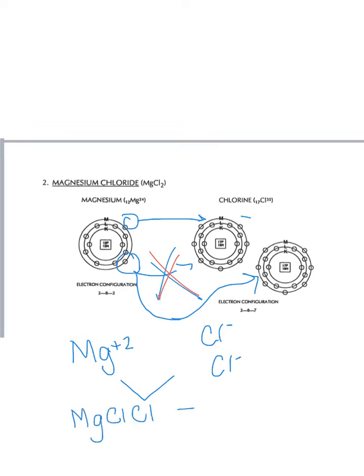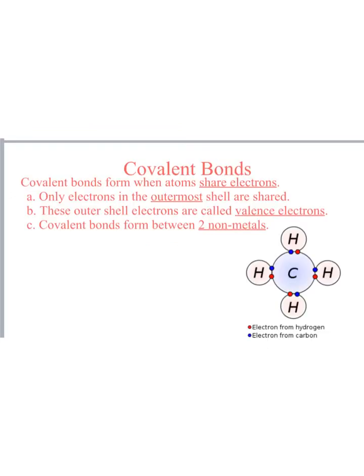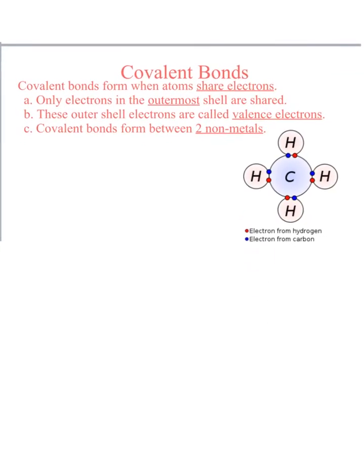MgClCl. And we're going to learn that when we have doubles like this, we can write a subscript. So this will become MgCl2, or magnesium chloride. And you should notice that this 2 right here is going to balance with these 2 negative charges over here. So hopefully ionic bonds make some sense.